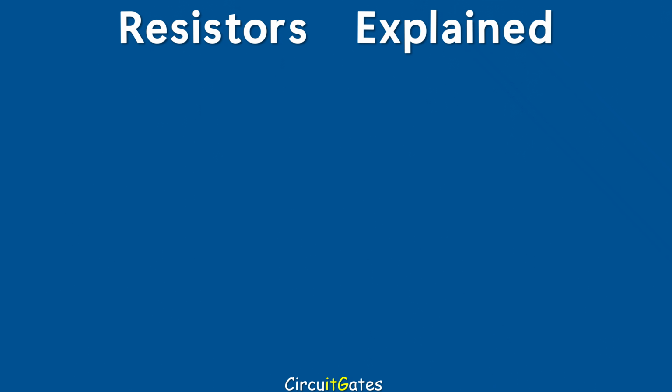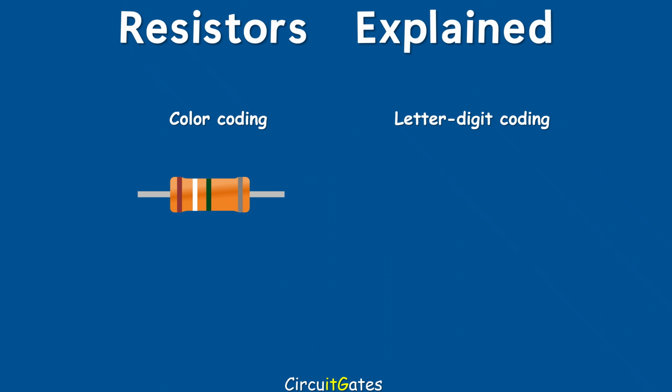Resistors are color or letter digit coded, which represents the resistance value and tolerance of a resistor. In color coding, the resistor is surrounded by bands of different colors, and in letter digit coding, numbers and letters are printed on the surface of the resistor.